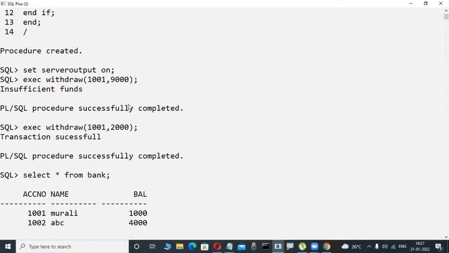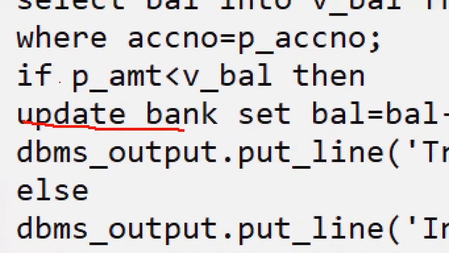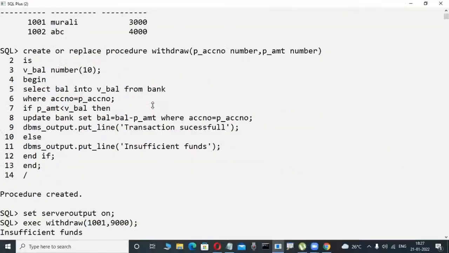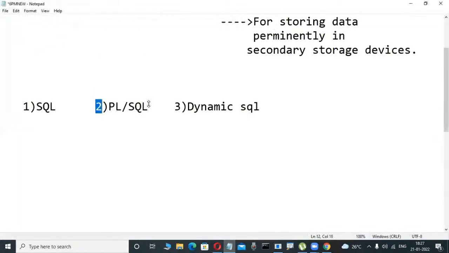How is it possible? You are a programmer, you are writing code with an update. Update is a SQL command only. If condition is a PLSQL command. That's why you need some language knowledge. With PLSQL coding knowledge, then only you can write real-time applications: OTP validations, bus ticket reservation, anything. So many applications are there, but a little bit of knowledge is required. Okay, understood? Yes.